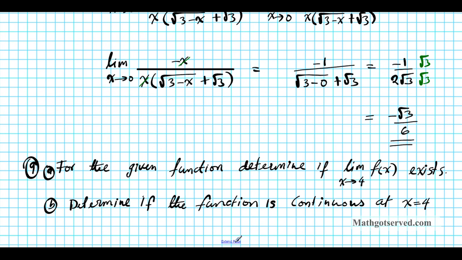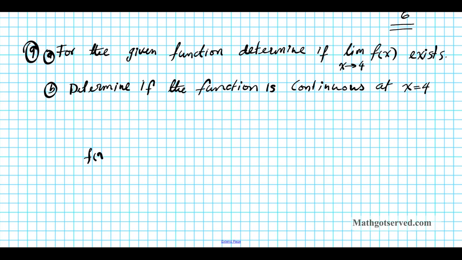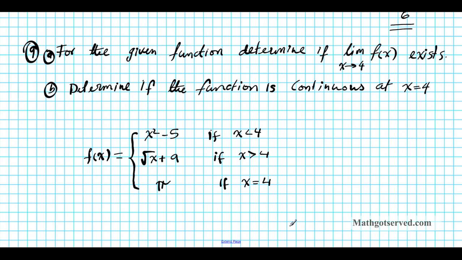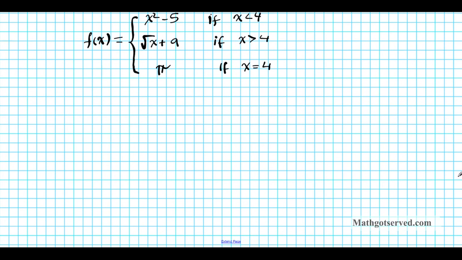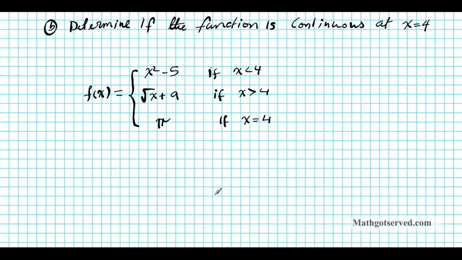Okay? Alright, so the function under consideration is a piecewise defined function given by x squared minus 5 if x is less than 4, the square root of x plus 9 if x is greater than 4, and pi if x equals 4. Okay, so this is a piecewise defined function under consideration. All right, so we're going to approach the function from the left and the right to see if it approaches the same value. If it does, then the limit exists.